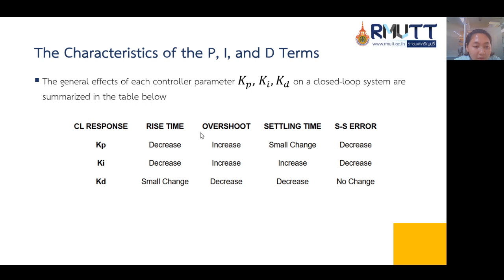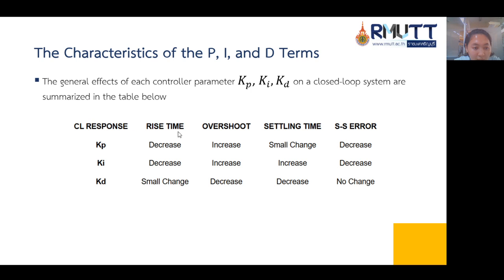The general effects of each controller parameter, proportional gain, integral gain, and derivative gain, on a closed loop system are summarized in this table. This is for the closed loop response with increasing PID gain.